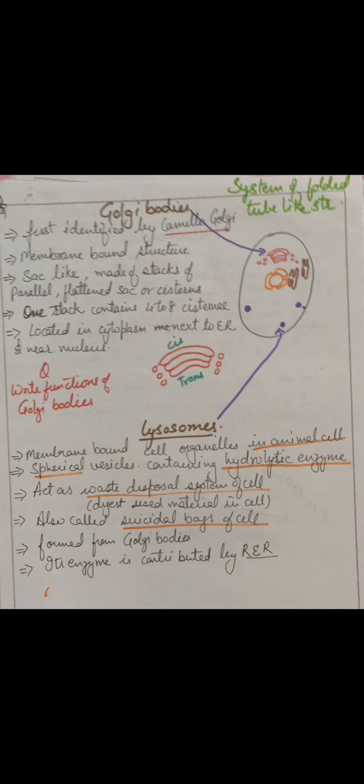There he identified this one. Full name is Camillo Golgi. This is a membrane-bound structure. It has sac-like tubular structures, made of stacks of parallel flattened sacs, also called cisternae. These parallel stacks of tube-like structures are present near the nucleus.